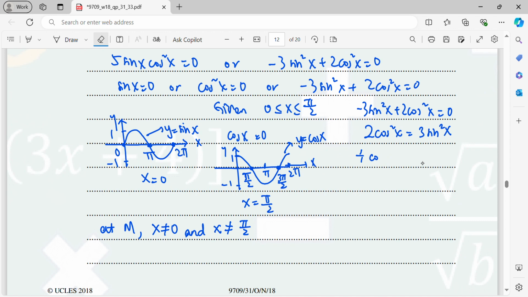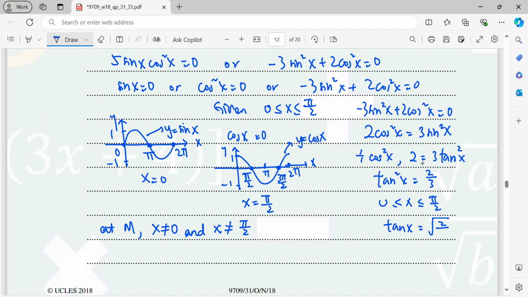So you will get 2 equals to 3 tangent square x, because sine square x over cos square x is tangent square x. Then now here, tangent square x will be 2 over 3. And because x is between 0 and half pi, your tangent x will be square root of 2 over 3, just positive because of the first quadrant. Otherwise, you get plus minus square root.